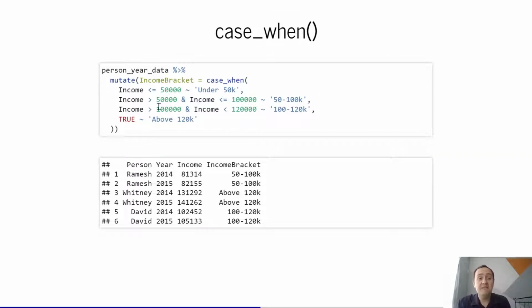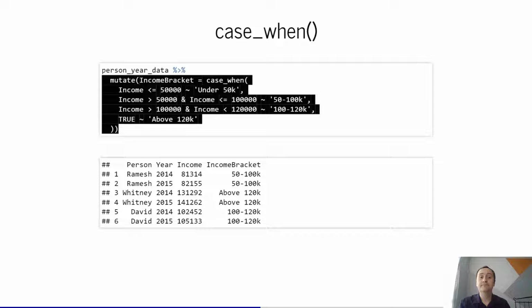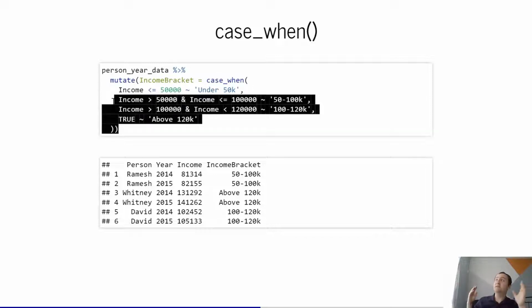So case when is really handy for binning variables like this, for recategorizing variables like this. You could even do something like, let's say you had a data set that was state names as abbreviations. So CA, you could do if state name equals CA, then give me California as a whole, right? You could do something like that.